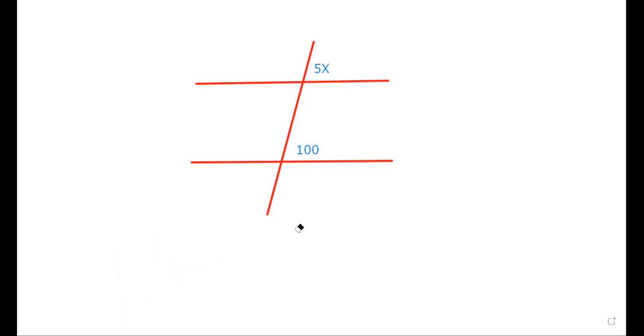What if I change the position of the angles like this, and I write something else, like here, 2x plus 30. Okay, just a second. And here I have 70. So what is the value of x? What is the value of x in this question?